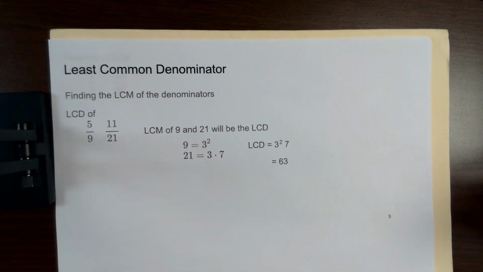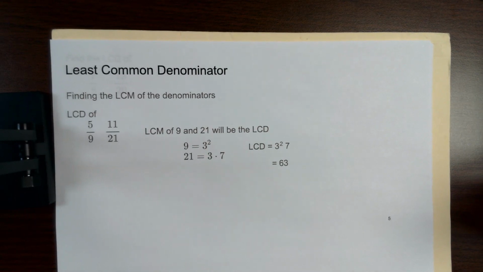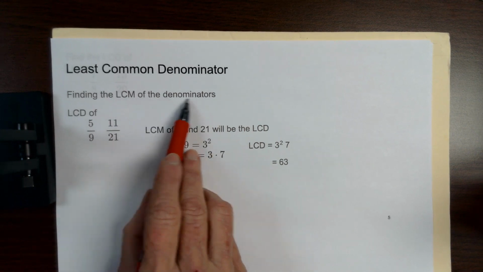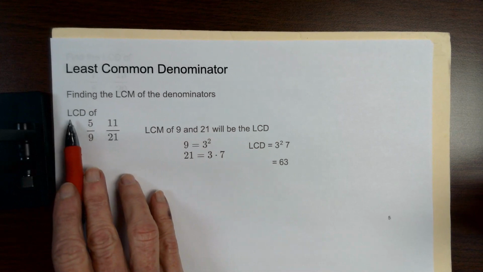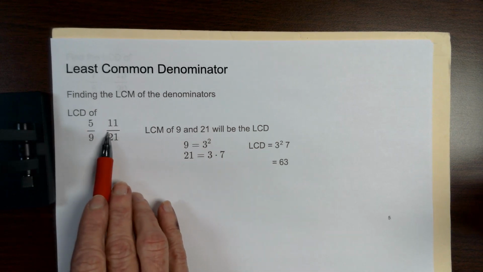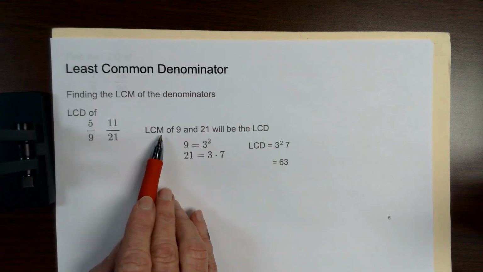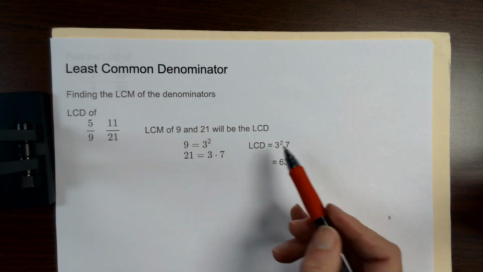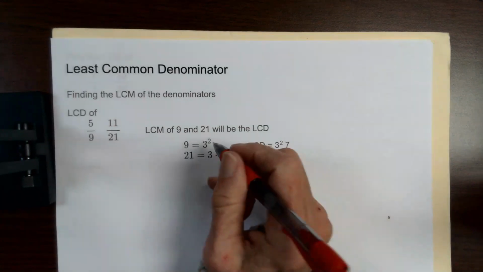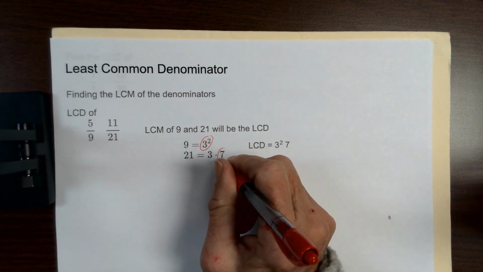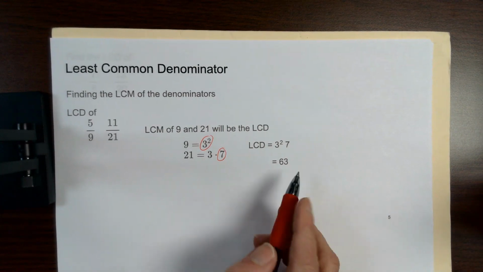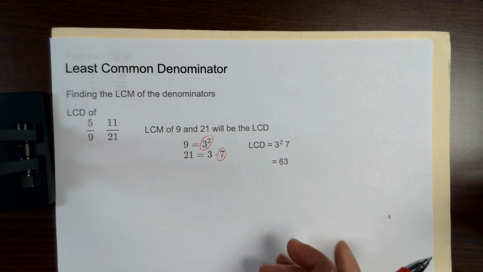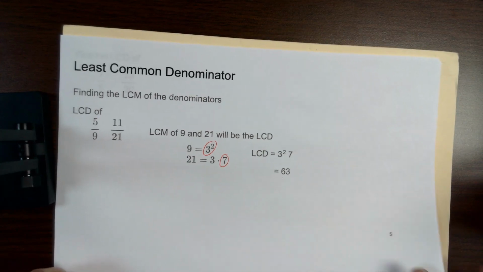Now we're going to talk about the least common denominator, and that's basically the same thing we just were doing, but you find the least common multiple of the denominators. So to find the least common denominator of 9 and 21, I'm looking for the least common multiple. So 9 is 3 squared, 21 is 3 times 7, so the least common denominator would be 3 squared times 7, or 63. So 63 is the smallest number that 9 and 21 can go into and get a whole answer with no remainder.